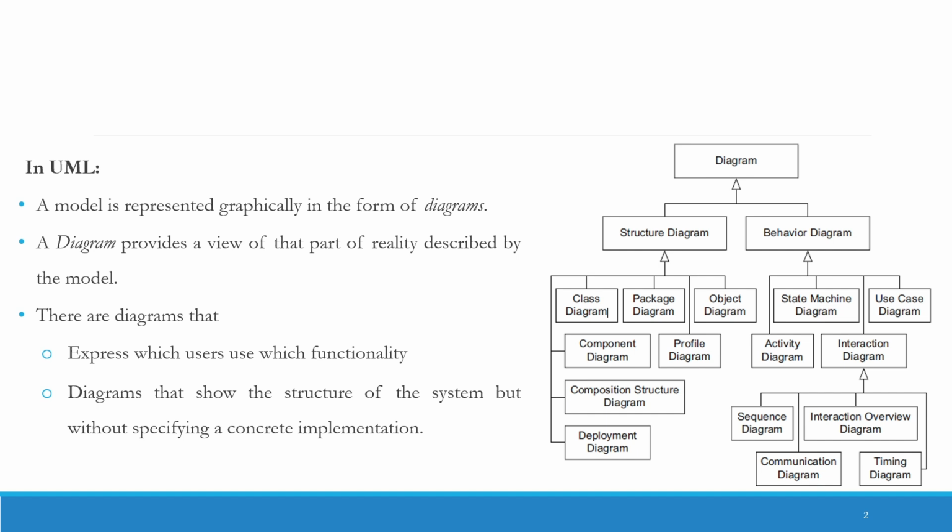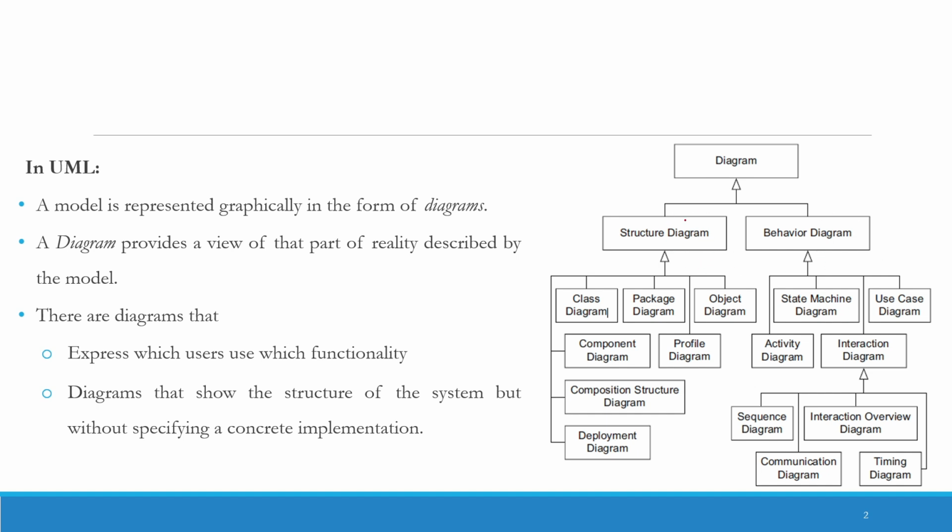The other thing we can represent in a diagram is the structure of the system. The system has structure, so here we have to model how the structures of the system interact with each other. So totally, this is what a diagram is used for in UML modeling.